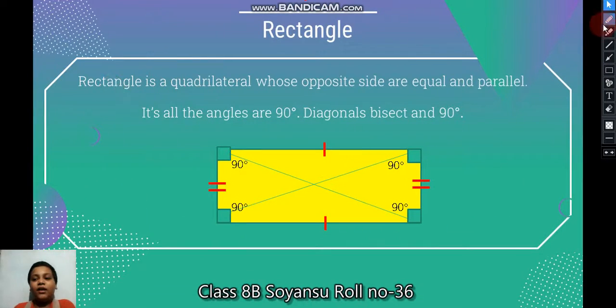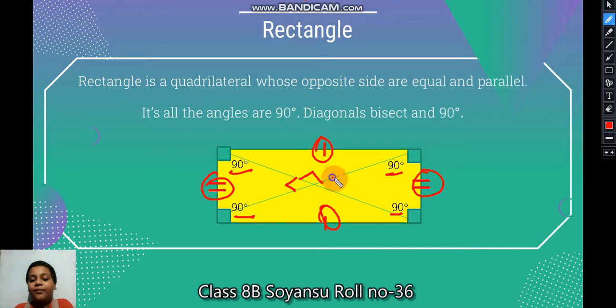Now comes rectangle. A rectangle is a quadrilateral whose opposite sides are equal and parallel. Its all the angles are 90 degree. Diagonals bisect at 90 degree. You can see here this is 90 degree, this is 90 degree, this is 90 degree, and this is 90 degree. Okay, and these are parallel. This and this are also parallel and equal, and all the diagonals bisect at 90 degree.